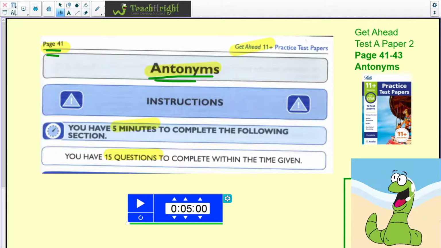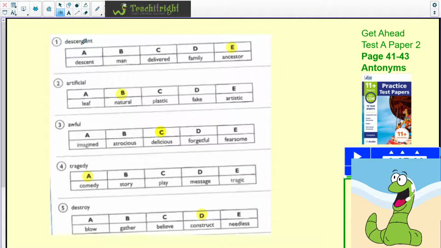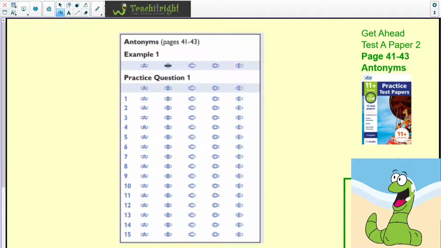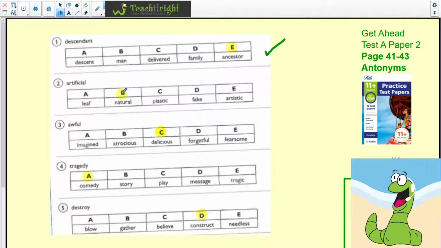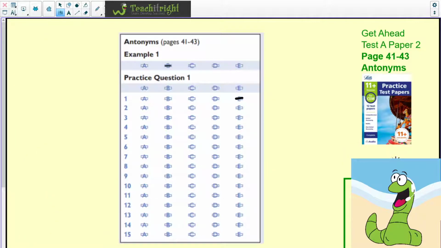Right, let's go down through and have a look at the antonyms and see what the answers are. So, number 1, we've got descendant and ancestor. So well done if you got that one right. So again, if we mark it on our multiple choice sheet, E. Artificial and natural. Well done if you got that one right. Those, of course, are opposites. And let's mark the B.